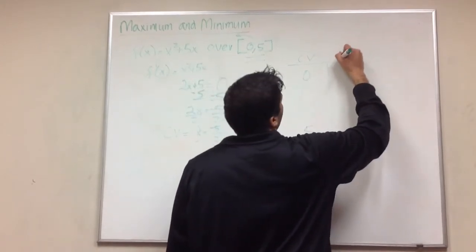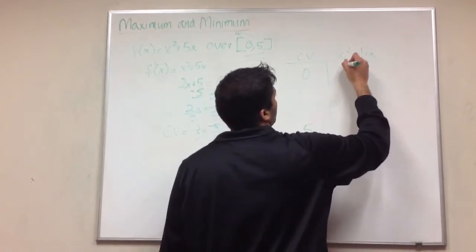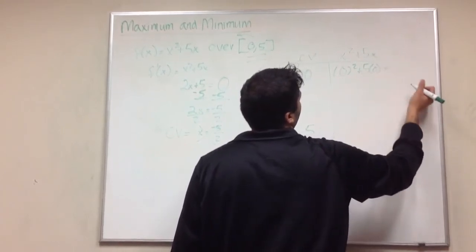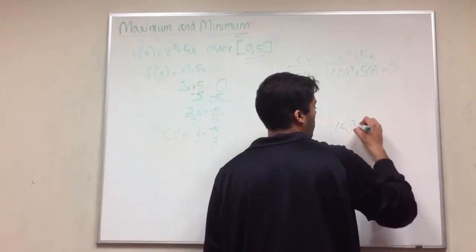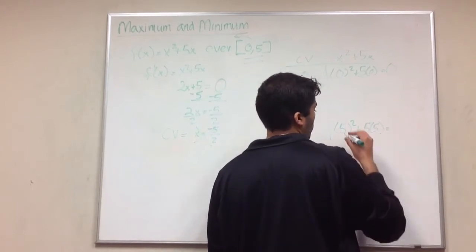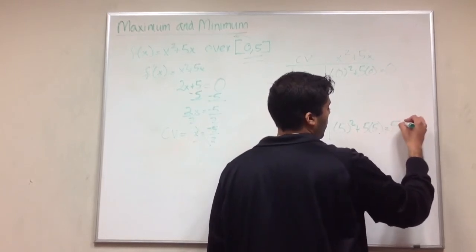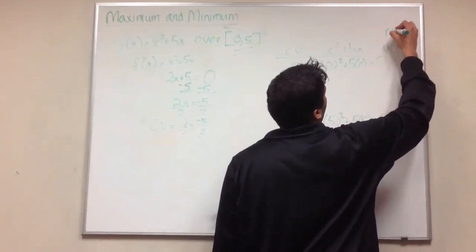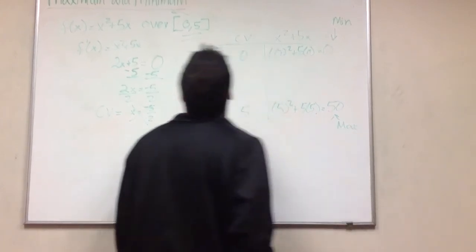And we're going to plug that into the function x squared plus 5x. So we have 0 squared plus 5 times 0. This is going to be 0, of course. And then we have 5 squared plus 5 times 5. That's going to be 25 plus 25. It's going to be 50. 0 is our lowest number, so that's going to be our min. 50 is our highest number, and that's going to be our max. And that's how you do max and min.